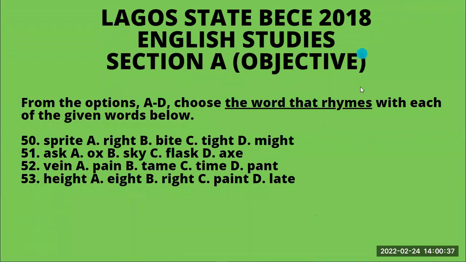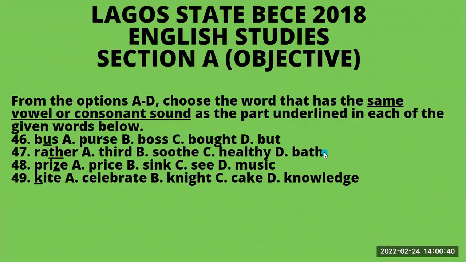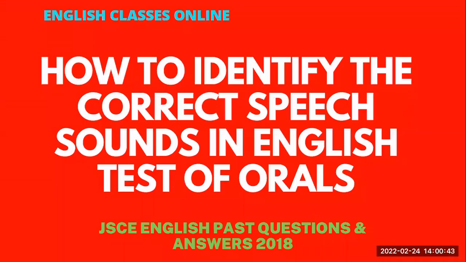So, this is how we are going to draw the curtain on today's video. We have been looking at how to identify the correct speech sounds in English test of orals, and we have illustrated with the Junior School Certificate Examination English past questions for 2018. We solved questions on vowel and consonant sounds, and we solved questions on rhymes to show you how you can identify the correct speech sounds in English test of orals.